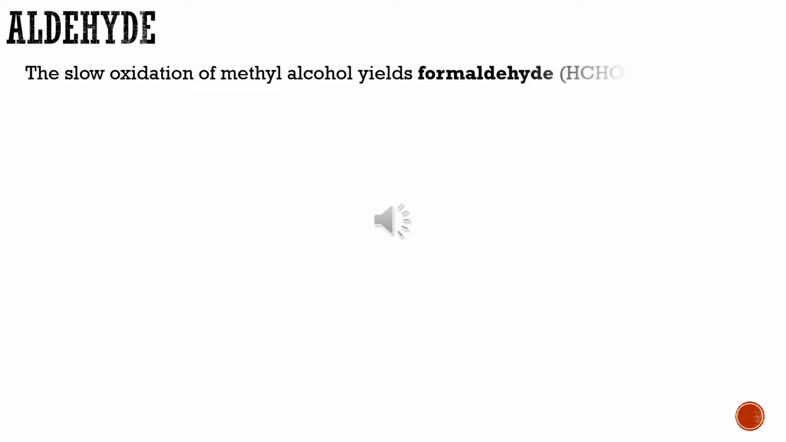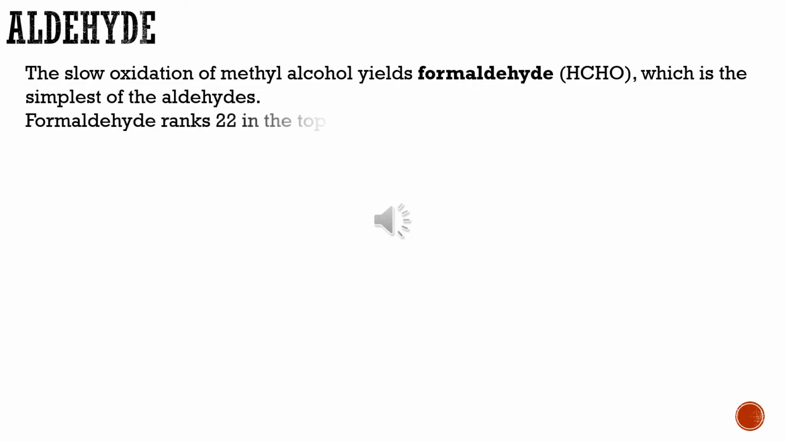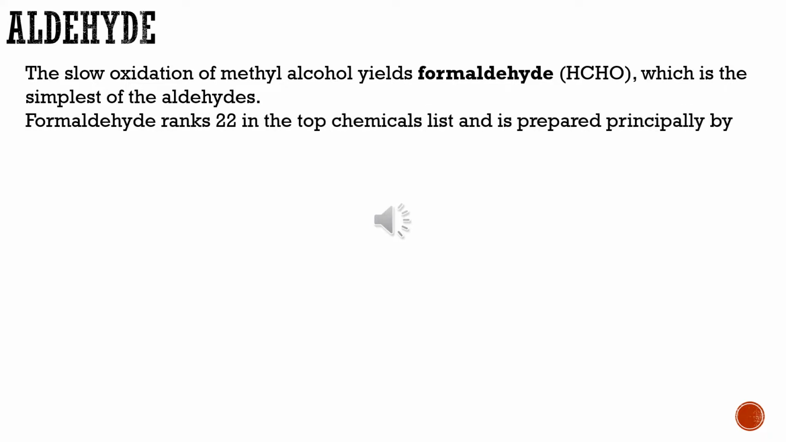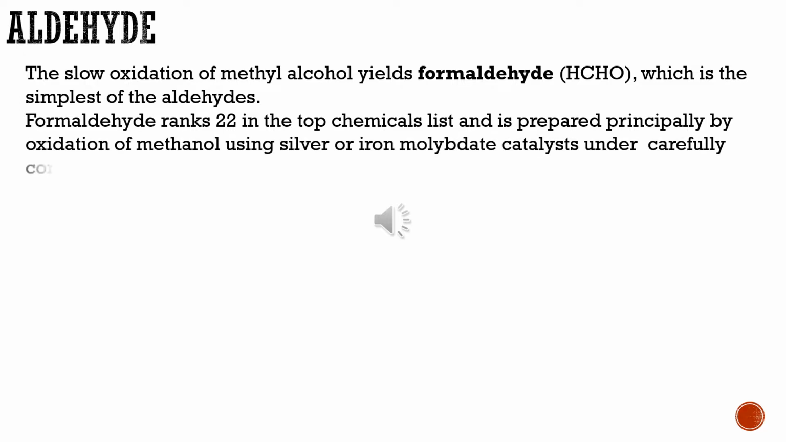Aldehyde. The slow oxidation of methyl alcohol yields formaldehyde, which is the simplest of the aldehydes. Formaldehyde ranks 22 in the top chemicals list, and it is prepared principally by oxidation of methanol using a silver or iron molybdate catalyst under carefully controlled elevated temperature.